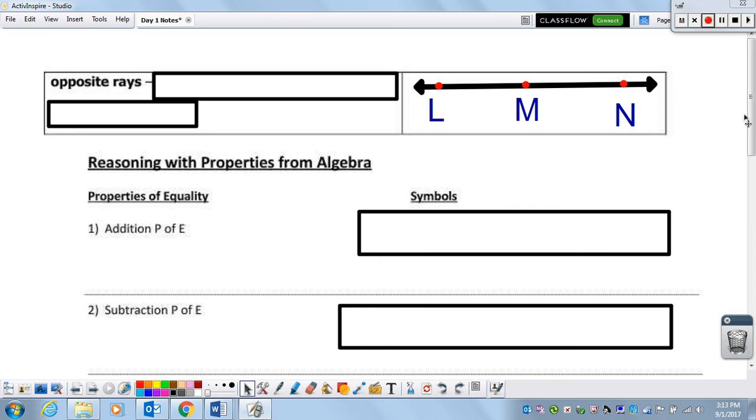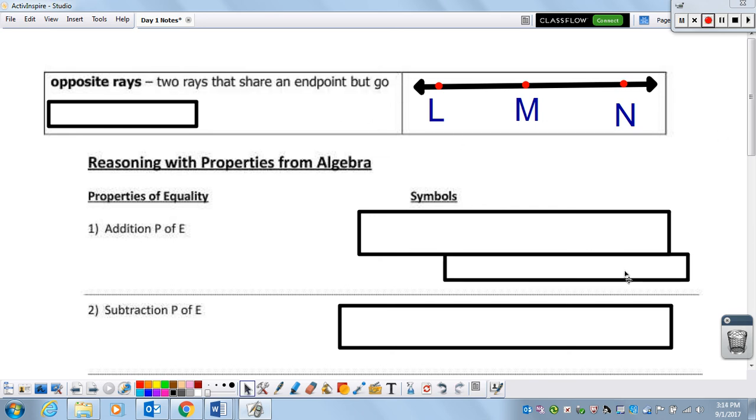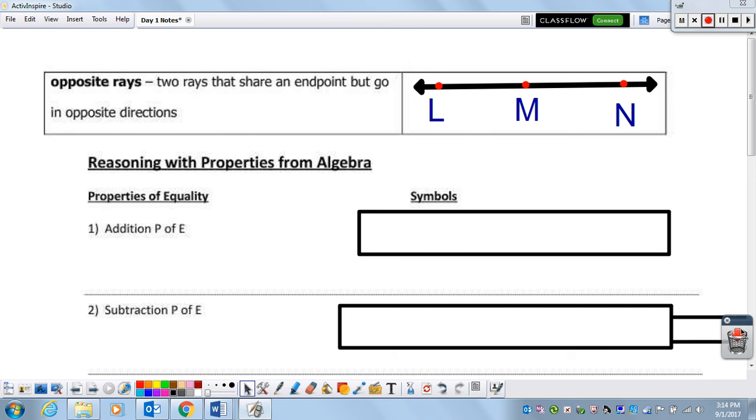Next definition we have are opposite rays. Opposite rays are 2 rays that share an endpoint but go in opposite directions. So here this is a line because opposite rays do form a line, but we have ray ML starting at point M and going to the left, and we have ray MN starting at point M and going to the right. So they are opposite rays because they go in opposite directions from the same endpoint, which in this case is M.